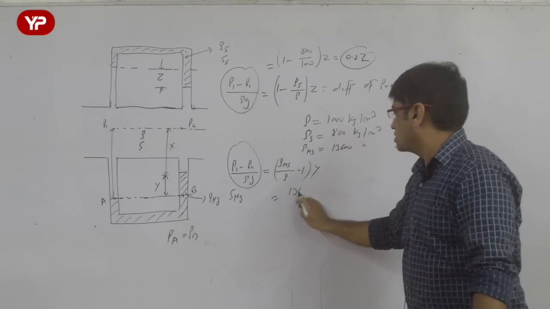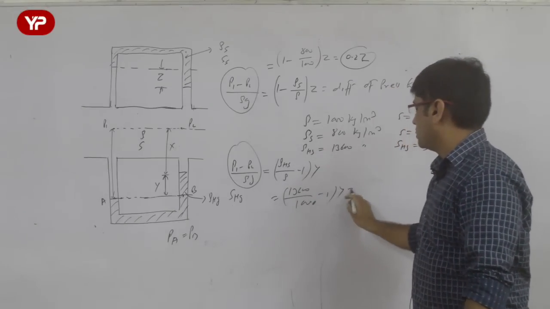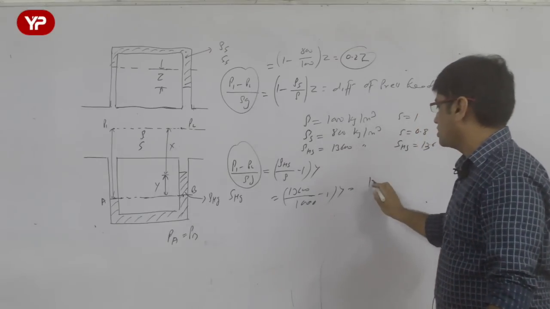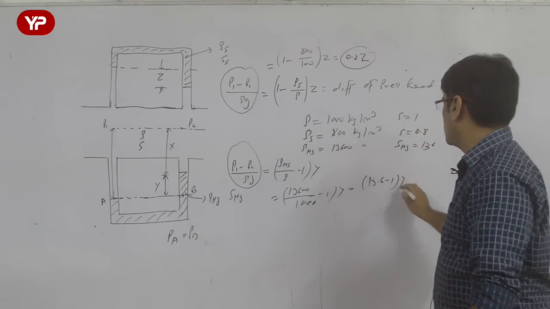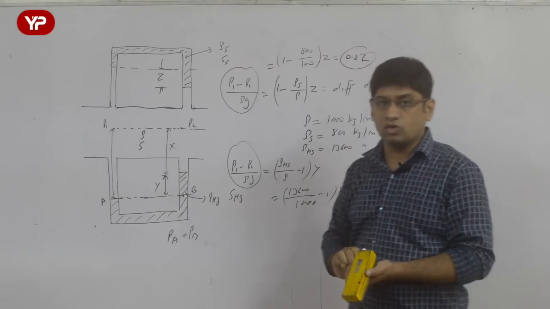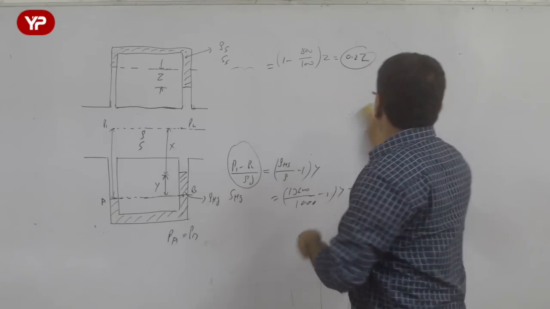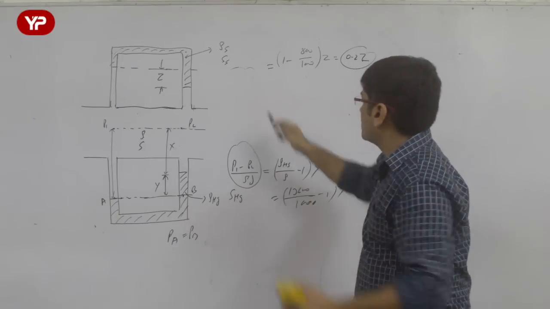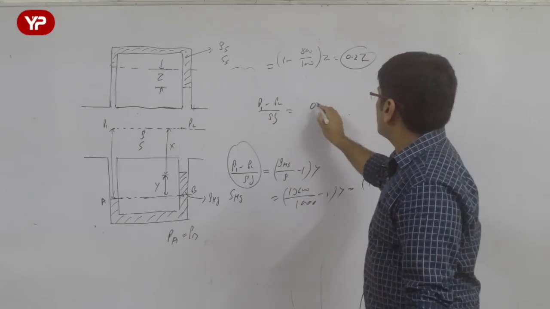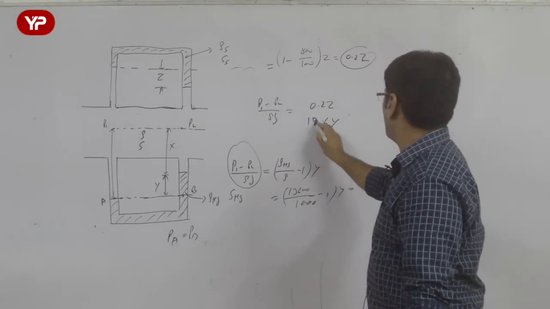And what about this, 13,600 over 1000 minus 1, into Y? That comes out to be roughly 13.6 minus 1, into Y, 12.6 into Y. Now let me compare the two. For the U-tube manometer and for the inverted U-tube manometer, these are the values I am getting. P1 minus P2 by rho g is coming out to be 0.2 Z and 12.6 into Y.